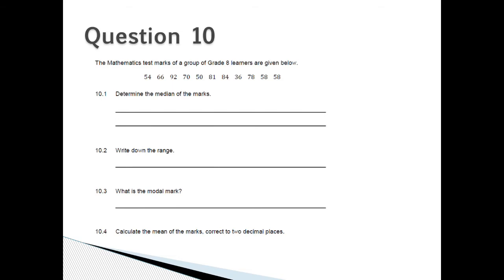Question 10. The mathematics test marks of a group of grade 8 learners are given below: 54, 66, 92, 70, 50, 81, 84, 36, 78, 58, and 58. 10.1. Determine the median of the marks. 10.2. Write down the range. 10.3. What is the modal mark? 10.4. Calculate the mean of the marks correct to 2 decimal places.